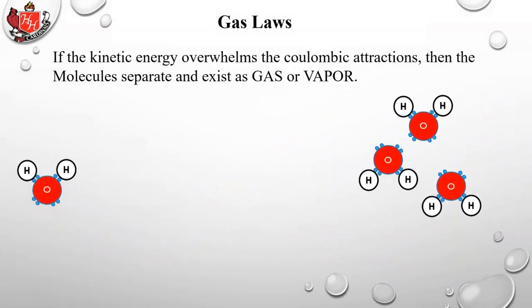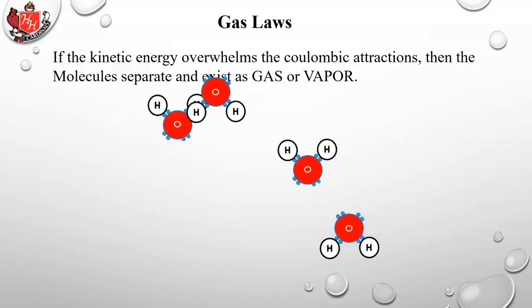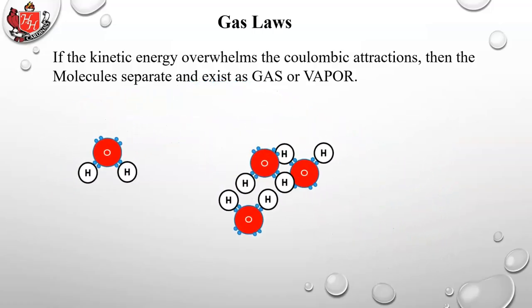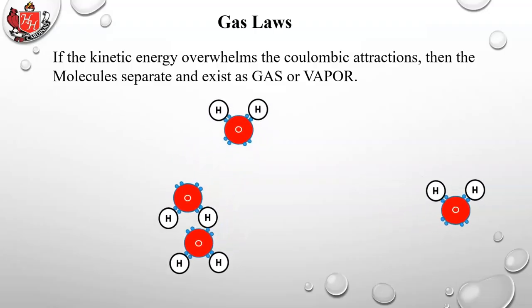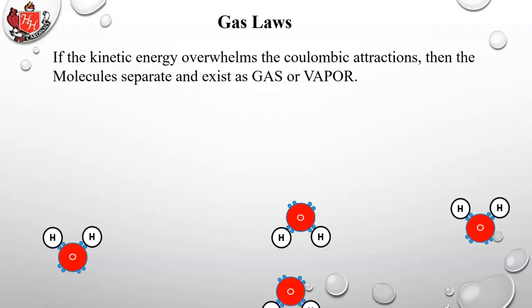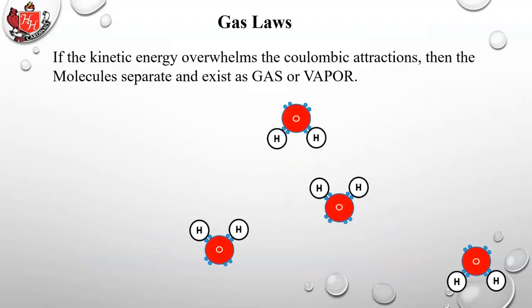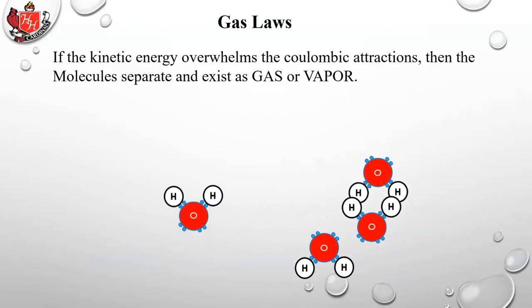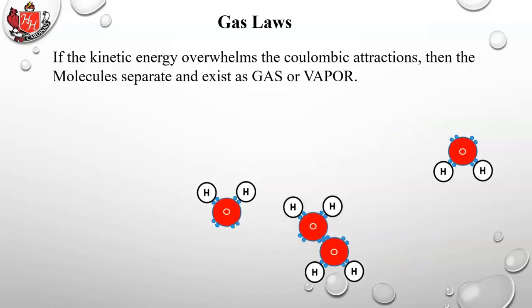So gases are simply detached molecules, molecules that are not connected to each other. Air, for example, is a gas made of nitrogen and oxygen molecules that are separated from each other. They may collide with each other, but they're not stuck together.